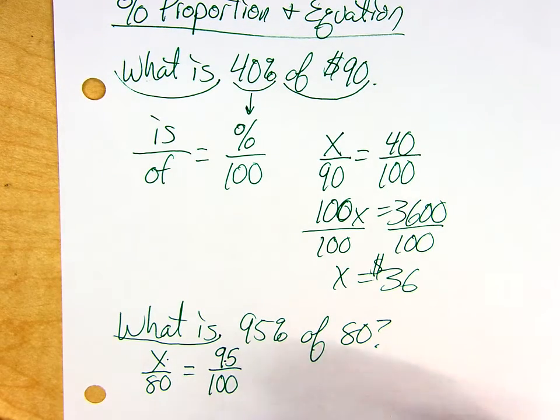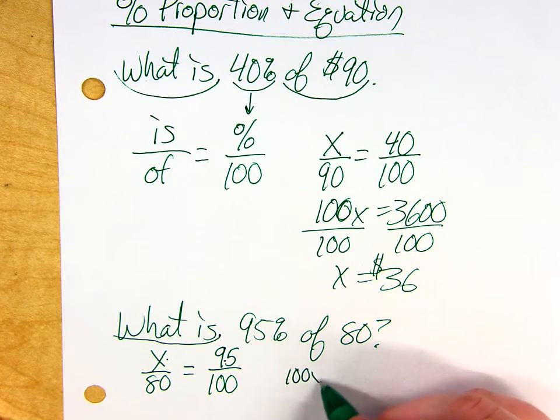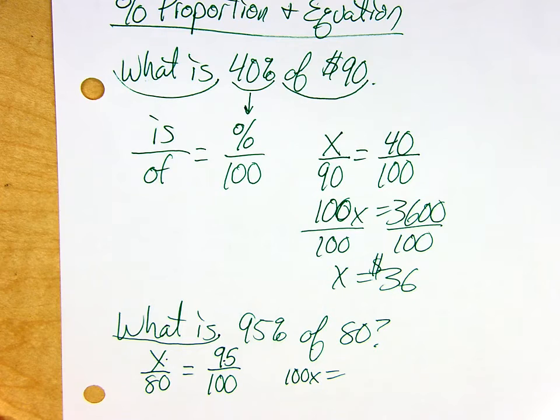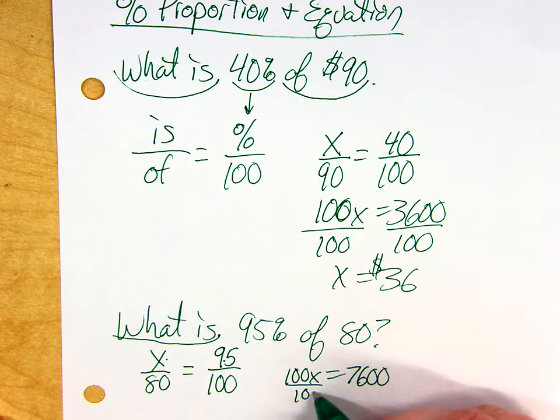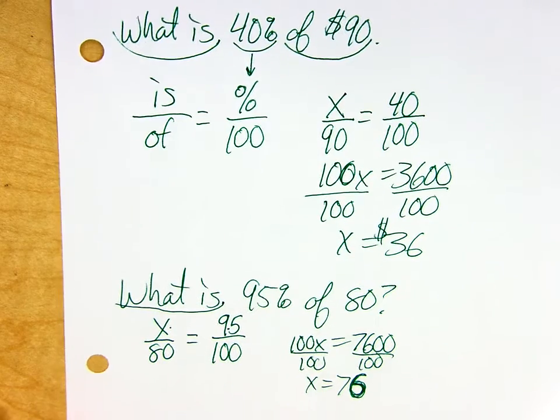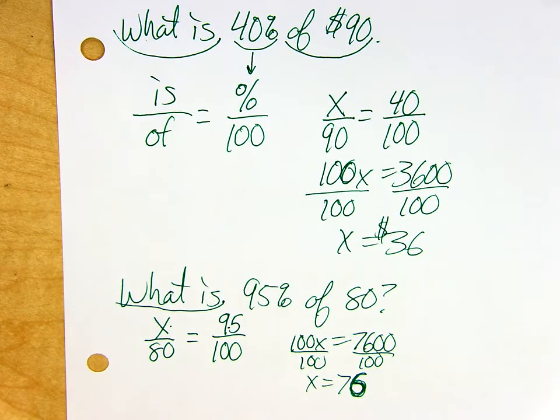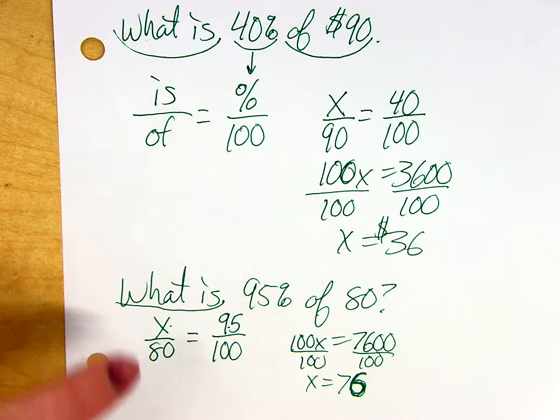So hopefully everybody got 100x equals 80 times 95, 7,600. Divide both sides by 100. 76. Oops. Why am I writing a 5? I don't know. Whoops, 76. It's also a great idea to just see if your answer is reasonable.